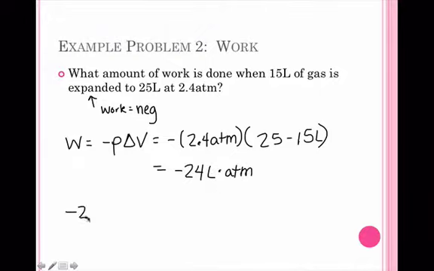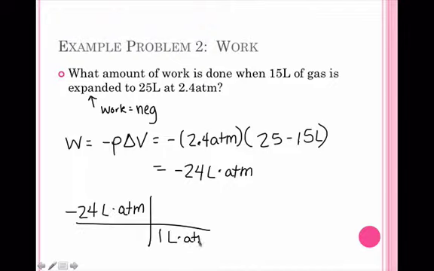But if we wanted to convert to joules, we could do that with dimensional analysis with that conversion factor that we just said. That 1 liter atmosphere is the same as 101.3 joules. And you could do that math, and then the answer would come out in joules.